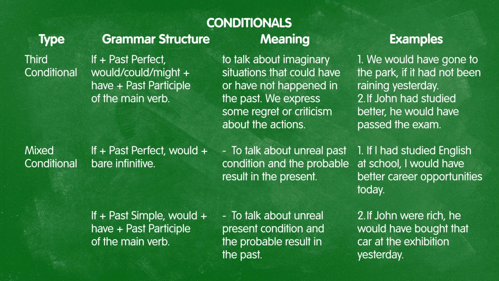And remember, we can mix these second and third conditionals, for example, using if followed by a past perfect clause, then would with the bare infinitive, or if followed by past simple, and then would followed by the past perfect, to talk about either A, unreal past conditions and the result in the present, or B, unreal present conditions and the probable result in the past. If I had studied English at school, I would have better career opportunities today, moving from past to present. Or you can use if with the past simple, followed by would, plus have and the past participle of the main verb in the main clause. If John were rich, he would have bought that car at the exhibition yesterday.